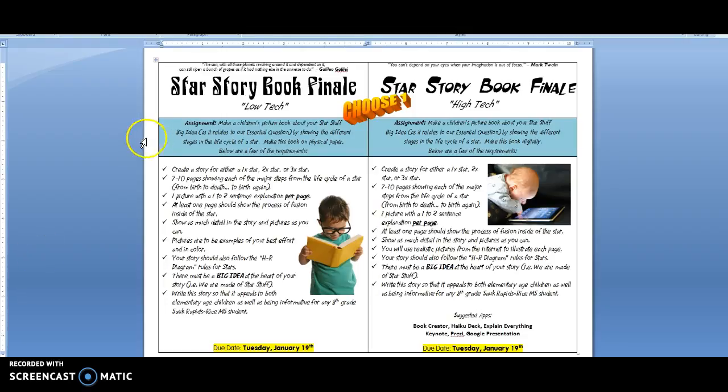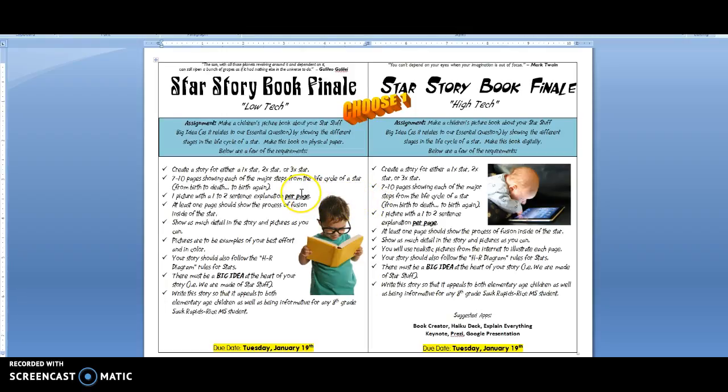You'll notice that there are two versions here, the low-tech and the high-tech version. They're essentially the same project. It's just how you want to go about doing it. Do you want to do it the old-fashioned way with paper, drawing things by hand and writing things out? Or do you want it more high-tech where you're doing it digitally? Either is just fine, and either one is probably about the same amount of work. It depends on what you consider to be easier for your personal style.